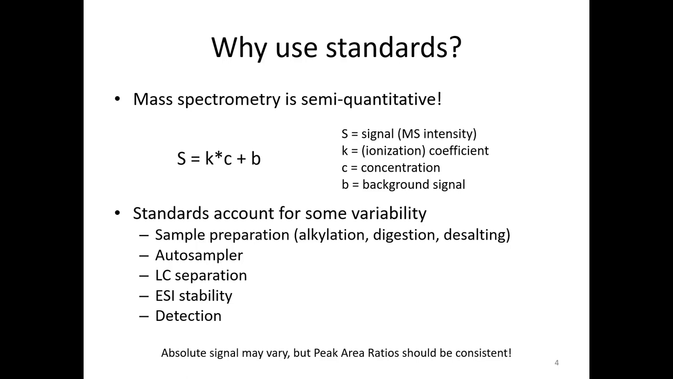And then obviously detection. If there is a problem with the mass spectrometer and it's not giving you the intended abundance or intensity that you would anticipate, both your internal standard and analyte should be consistent.